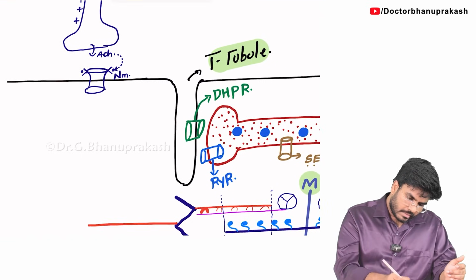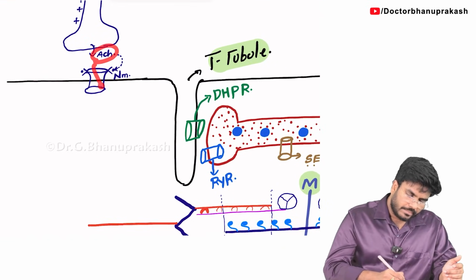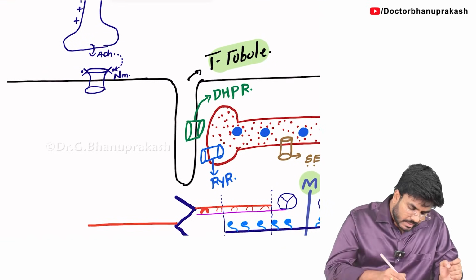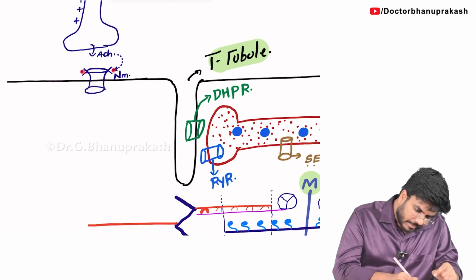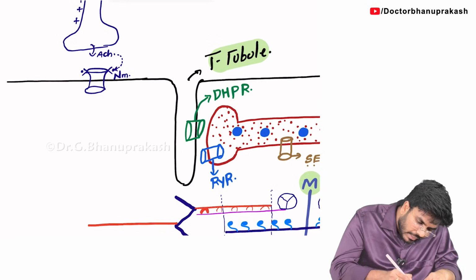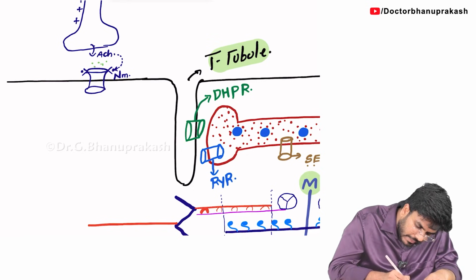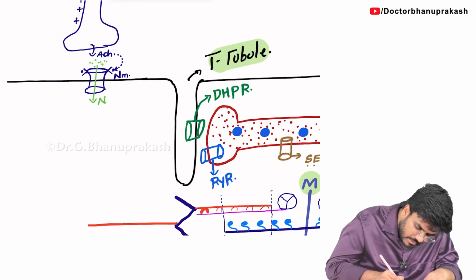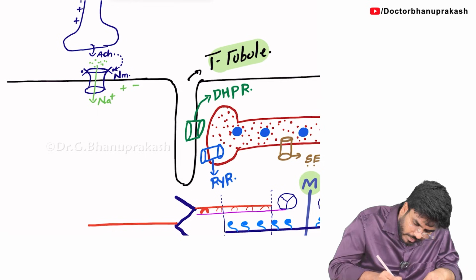So now this acetylcholine is coming and acting on the receptor. Whenever acetylcholine is available, this receptor, which is actually an ion channel, will allow sodium ions to go into the cell. So lots and lots of sodium comes into the cell.